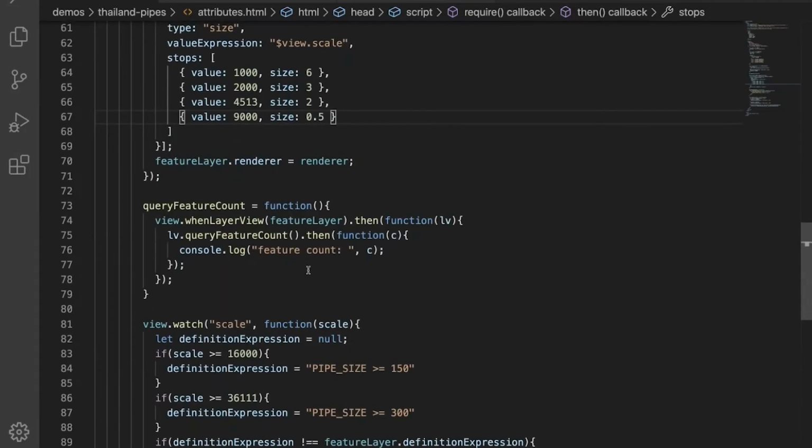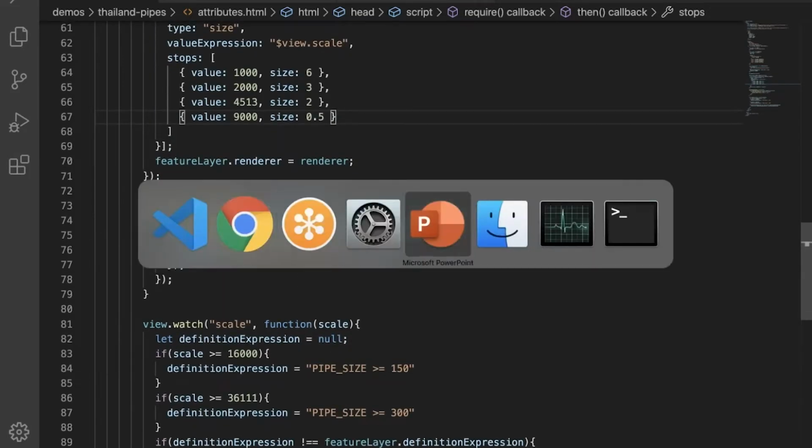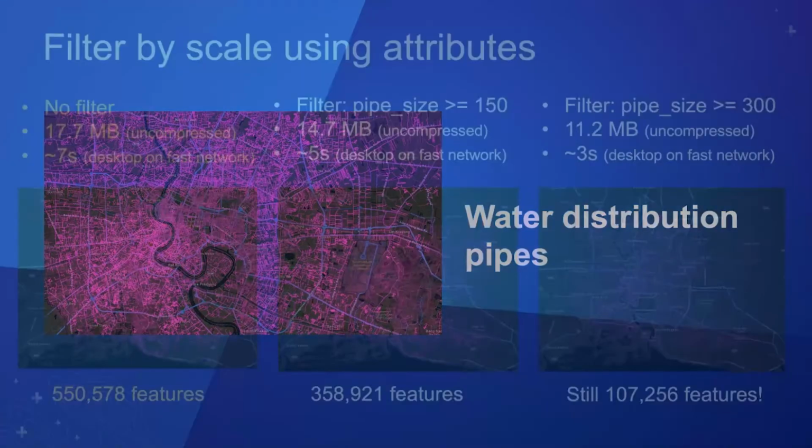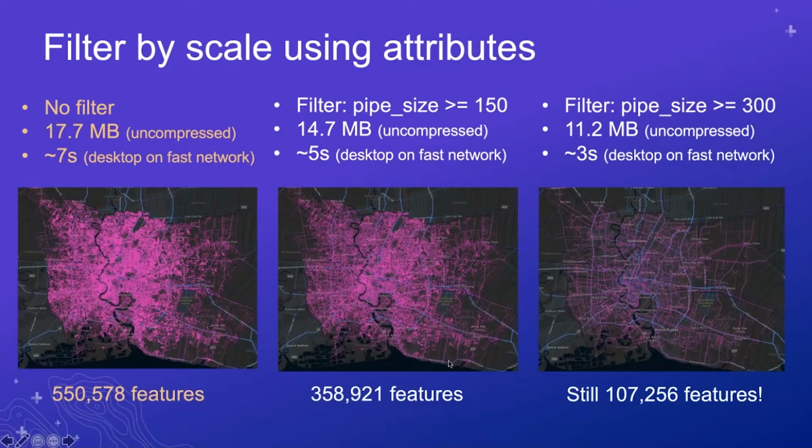So that's one thing you can do to improve performance, because if we look at the numbers here, if you don't filter your data in that initial view, you're still loading 17.7 megabytes of data. That's a lot for the web. And it loads in about 7 seconds on a desktop with a fast network. Obviously, I'm not on a fast network right now, so it might take a little longer than that.